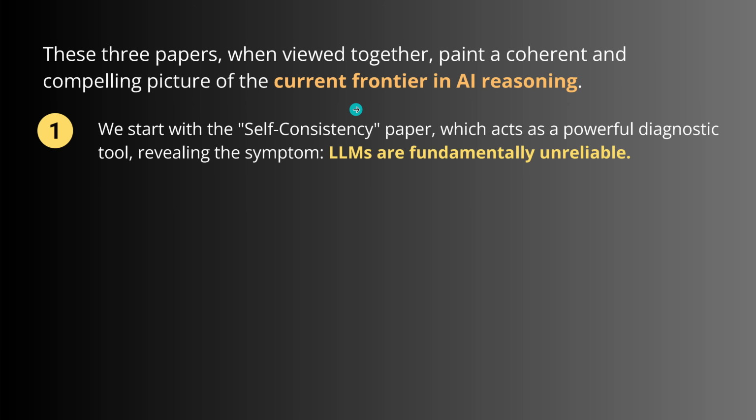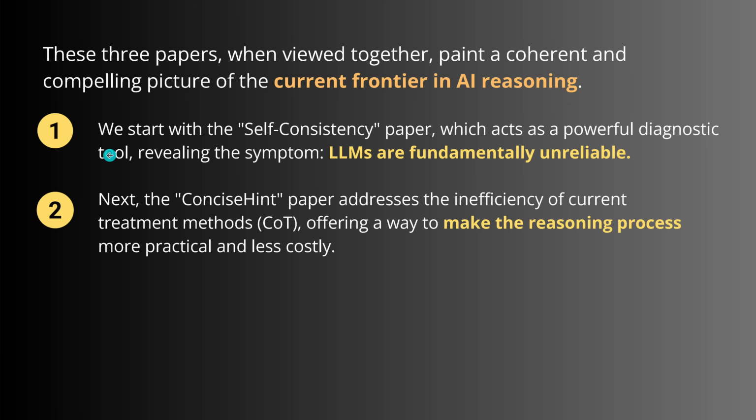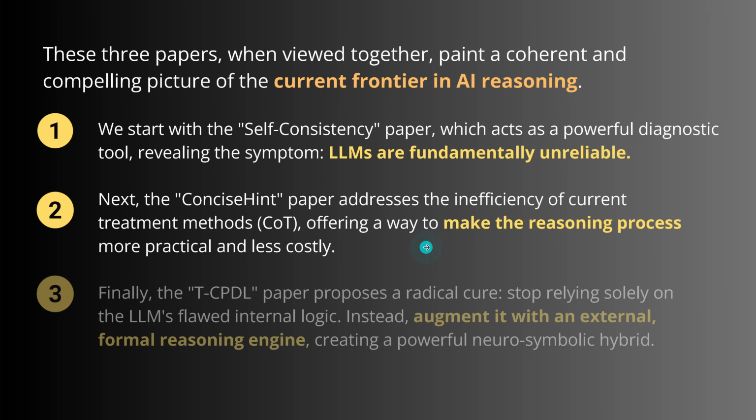The self-consistency paper is a powerful diagnostic tool revealing the symptom: LLMs are fundamentally unreliable. And if you had the impression that on my channel I tell you LLMs are just beautiful, yes, but they are fundamentally unreliable. You have to be aware of this fact. Second, our ConciseHint paper on the inefficiency of current chain of thought, offering a way to make the reasoning process more practical and less costly.